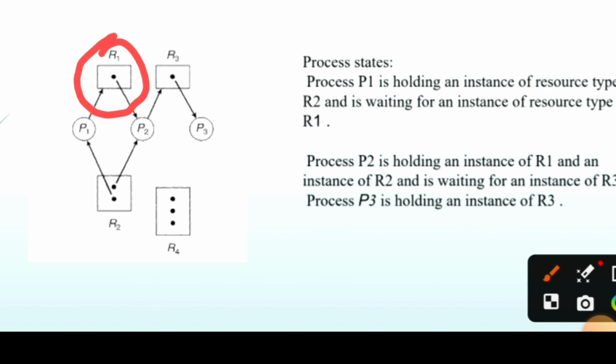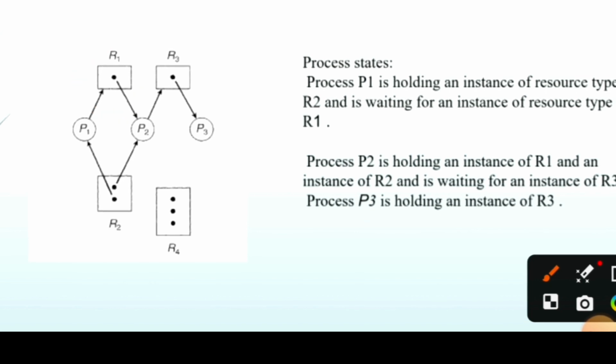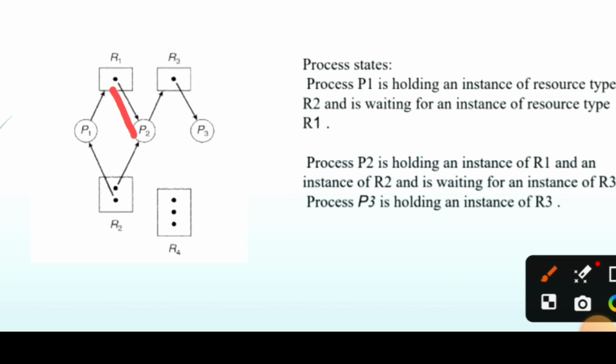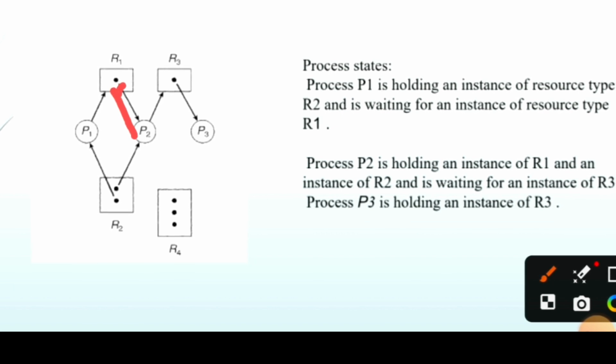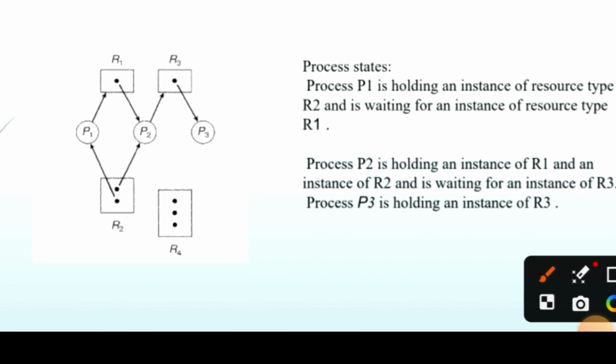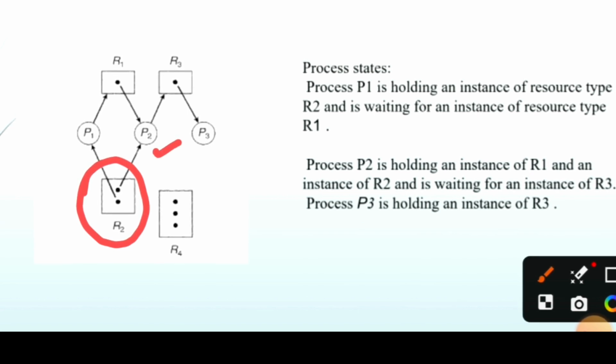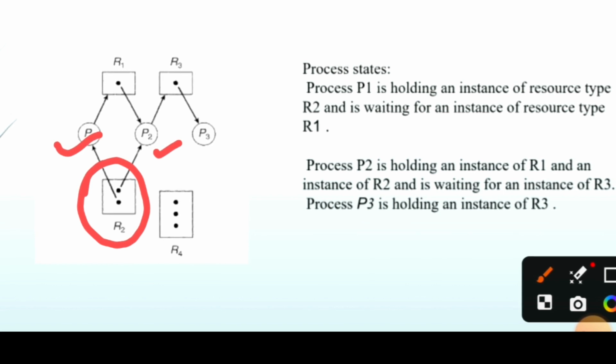But when you are making an assignment edge, always make sure that the arrow goes from the dot to the process circle. If you look at resource R2, there are two instances. We see the first instance is going to P2 and the second to P1. So, this is how a resource allocation graph looks like.